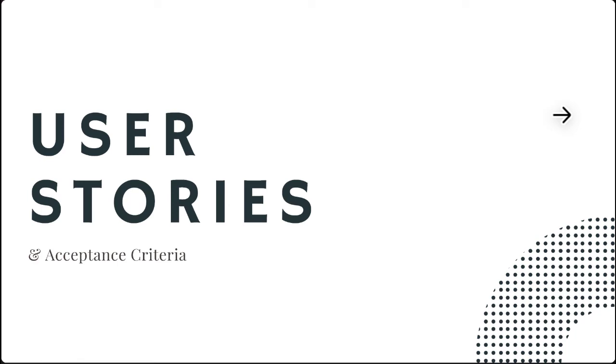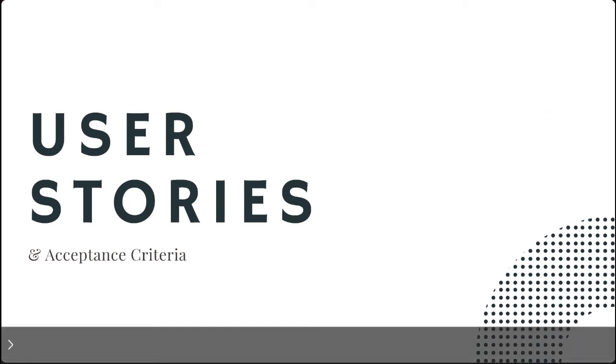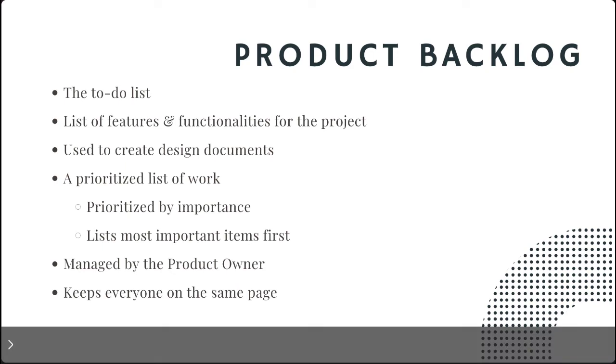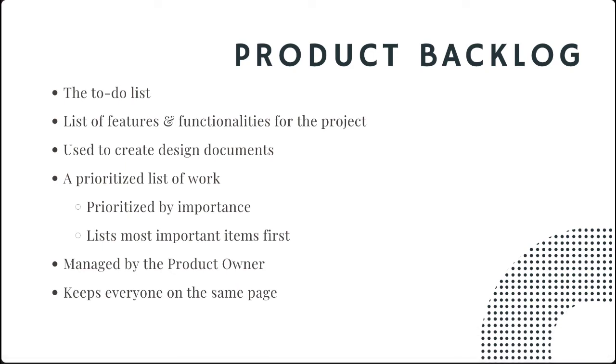All right, let's talk about user stories and acceptance criteria. In order to do this, we need to first talk about the product backlog. What is the product backlog? So the product backlog is a to-do list. It's a master to-do list for the entire project. It's a list of features and functionalities for the project.